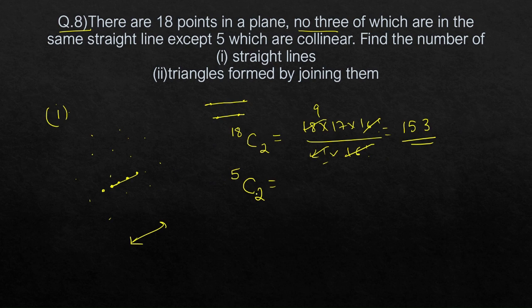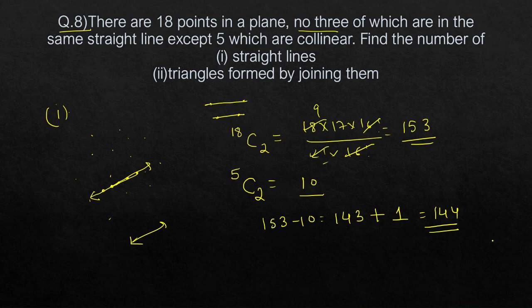बट हमें सब्ट्रैक्ट करना है 5c2 से जो भी लाइंस बन रही है उन सबको, इन 5 पॉइंट्स से जो भी लाइन बन रही है, बिकॉज इनसे एक ही लाइन पास होगी, नो अदर लाइन विल पास. उसको हम बाद में ऐड कर देंगे. सो फर्स्ट विल सब्ट्रैक्ट ऑल दी cases. So 5c2 is 10. So we'll subtract 10 from 153, which will be 143. Plus we'll add this one line जो इन सबसे बन रही है. And so the answer will be 144.